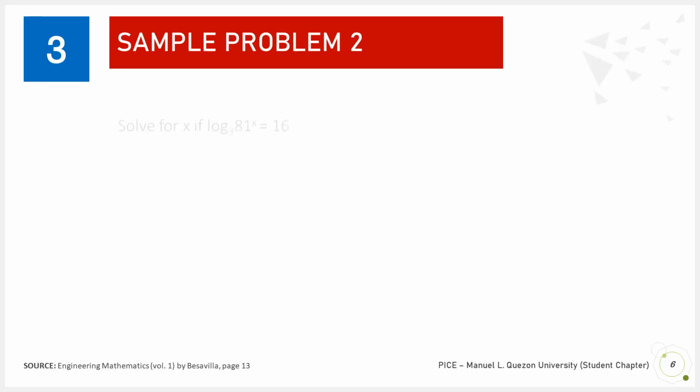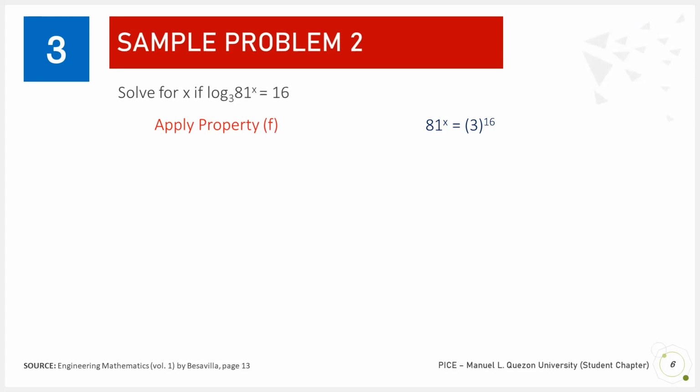Second problem, we are tasked to solve for x if the common logarithm of 81 raised to x to the base 3 is equal to 16. So, ganun ulit. We will apply the transformation from logarithmic form to exponential form. So, ang exponential form ng ating logarithmic or common logarithm is 81 raised to x is equal to 3 raised to 16.